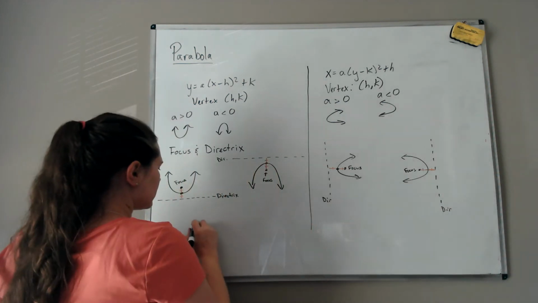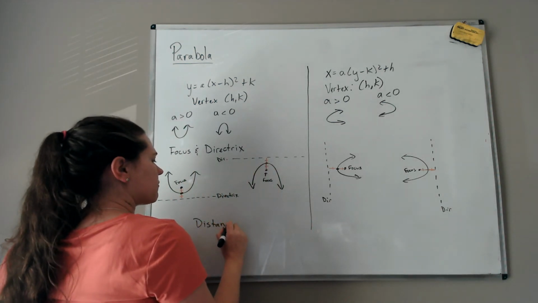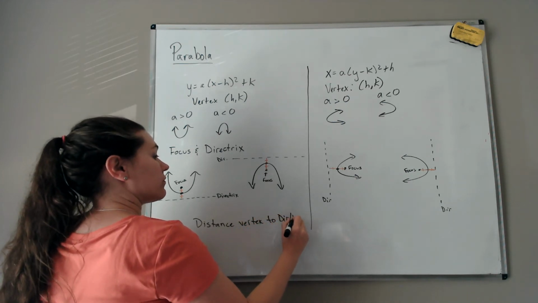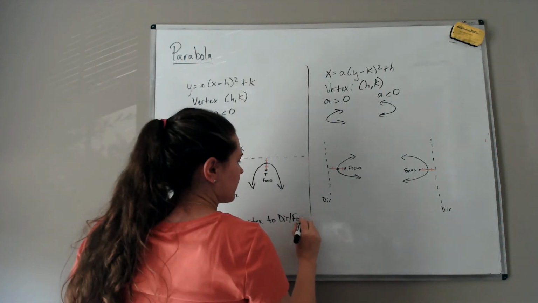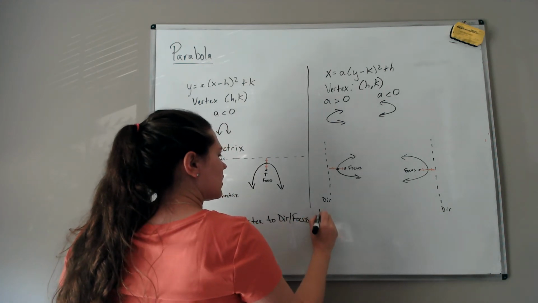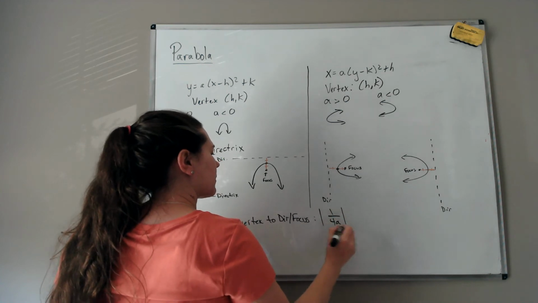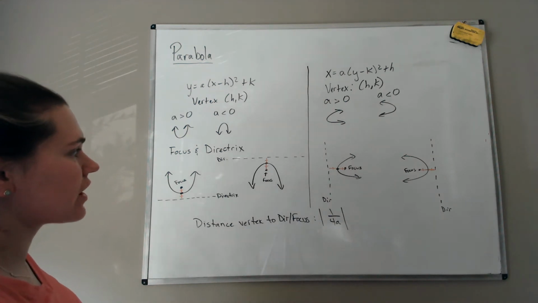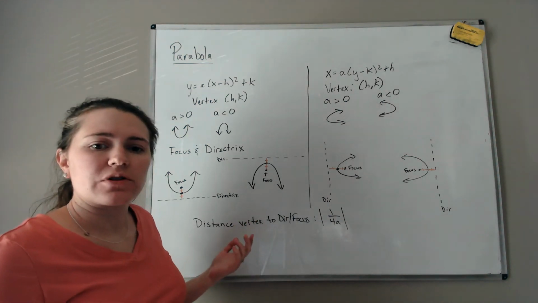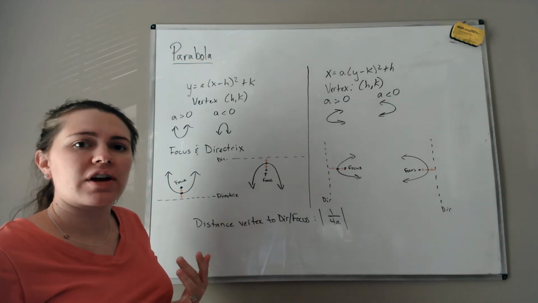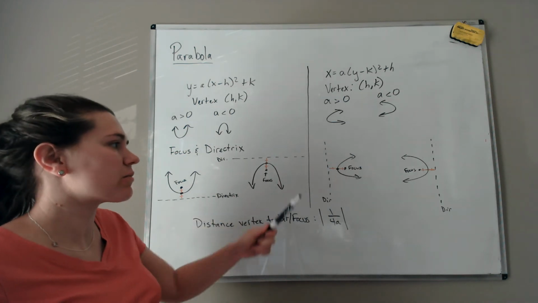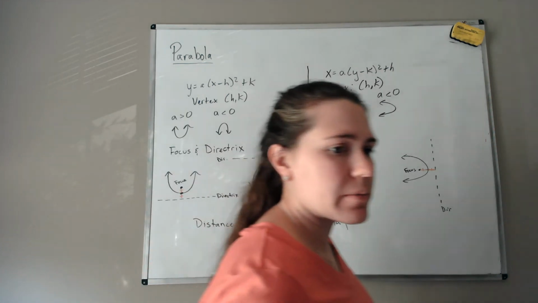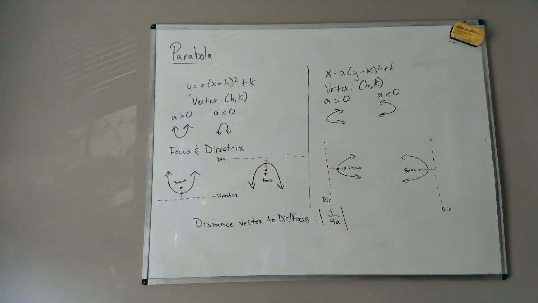And the distance to get from the vertex to the directrix or to the focal point is the absolute value of 1 over 4a. So what you'll have to name is the equation of the directrix as well as the focal point. When we sketch these parabolas, we want to make sure the vertex is correct, that we have the right orientation, the right focal point, and the right directrix. So we're going to practice one of each, and then we'll do a third problem, and that will be it for parabolas.